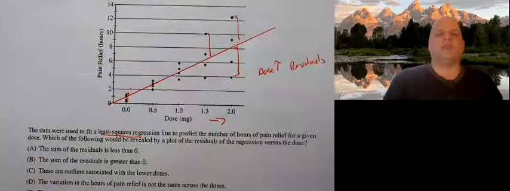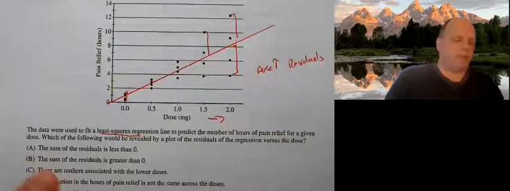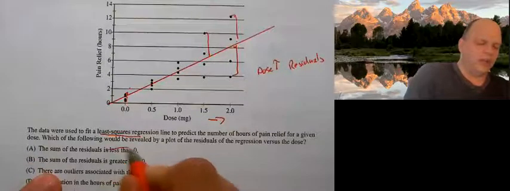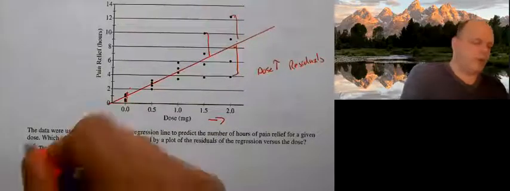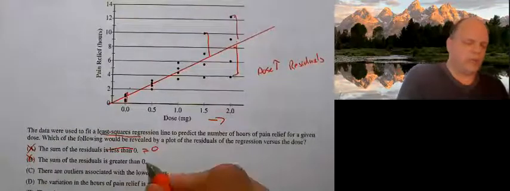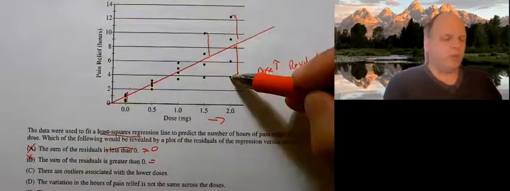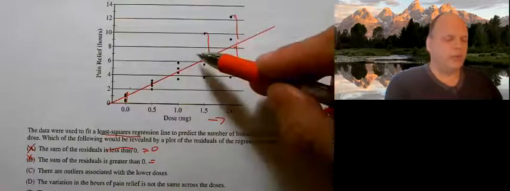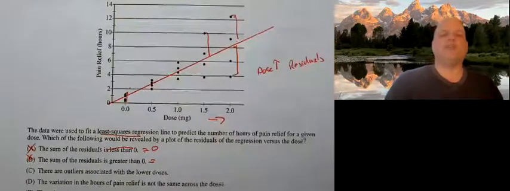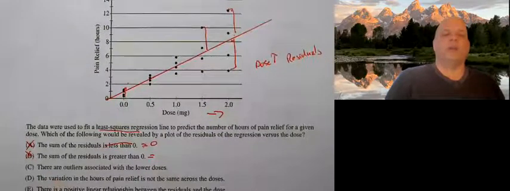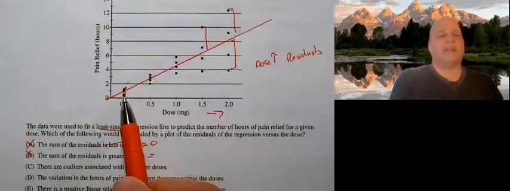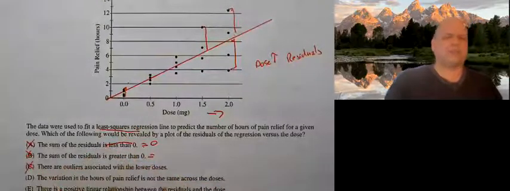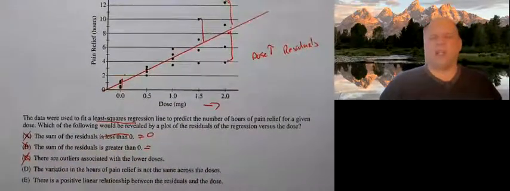The sum of the residuals is less than 0. By the way, that will never be the case, as the sum of the residuals is always 0. The sum of the residuals is greater than 0? No, the sum of the residuals equals 0, because this one cancels out this one, and this cancels this. So basically the sum of the residuals is 0, always. There are outliers with lower doses? When I look over here, it's really close to the regression line. Probably not the case, and a residual plot might not show that.